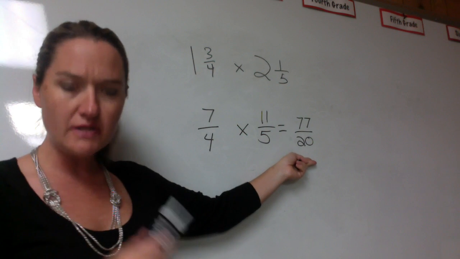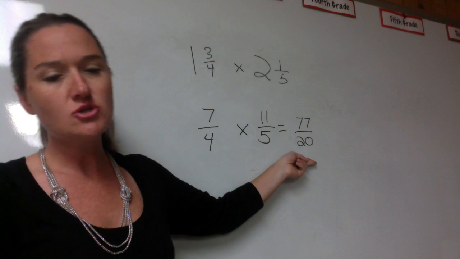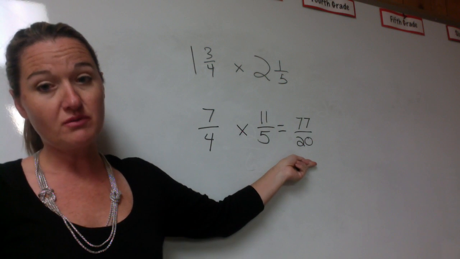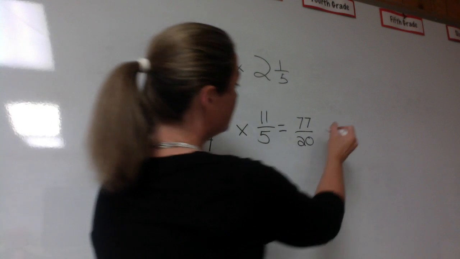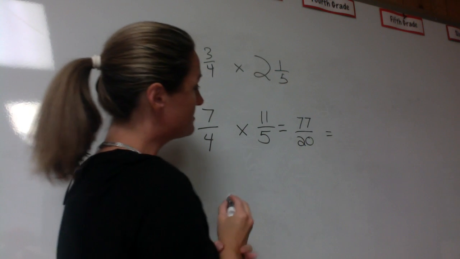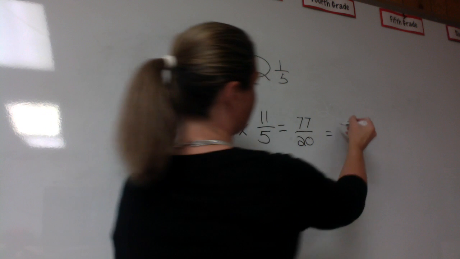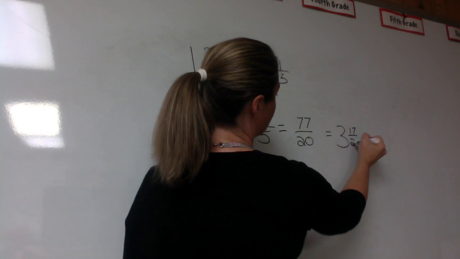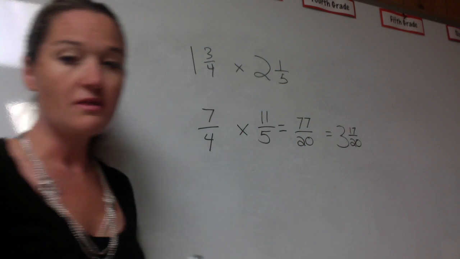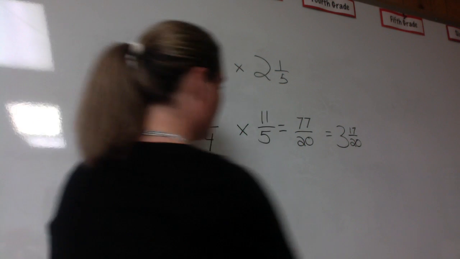Okay, so now we're ready for that next step. So can we leave our answer as an improper fraction? No. We need to go ahead and turn it back into a mixed number. So how many 20s go into 77? 3. And then we have a remainder 17, out of 20. Okay, that is our answer. Let's work out some more.